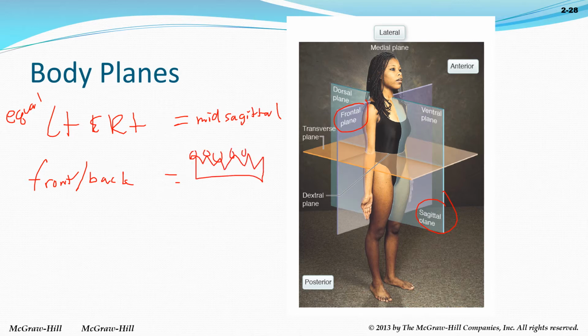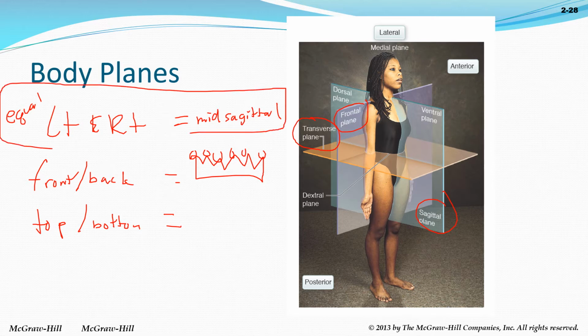Help you guys remember. And then lastly, we have tops and bottoms. If you cut the body and you make a top portion and a bottom portion, then that is the transverse plane. So the only special one is this mid-sagittal.